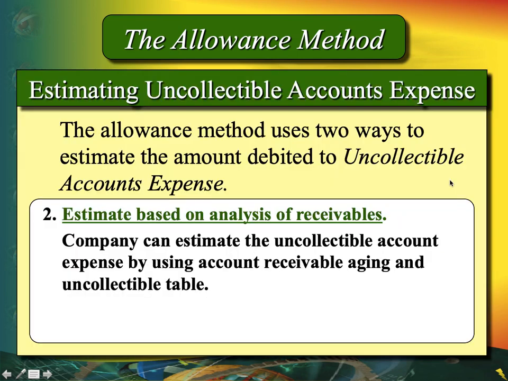That's all. Okay, now the second way is a bit more complicated than the first method. The estimate will be based on the analysis of receivables. In order to do this, we have to use the accounts receivable aging and uncollectible table.